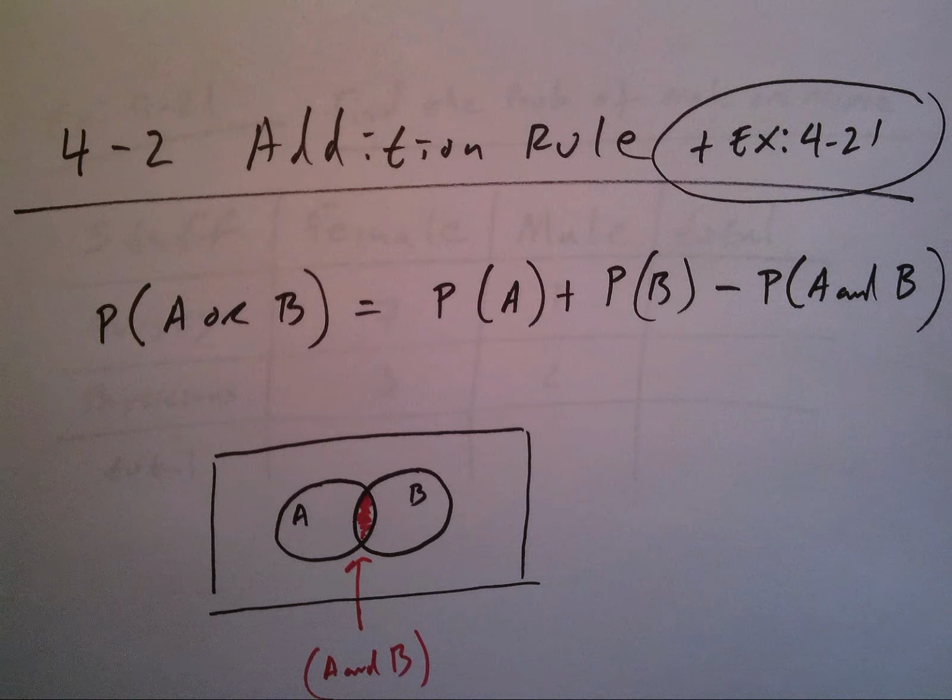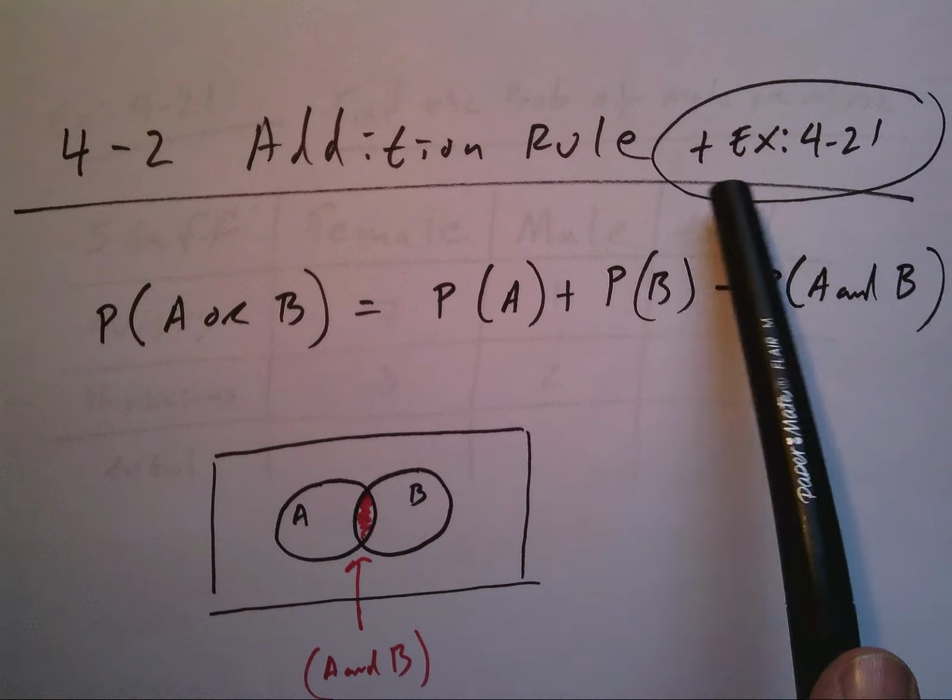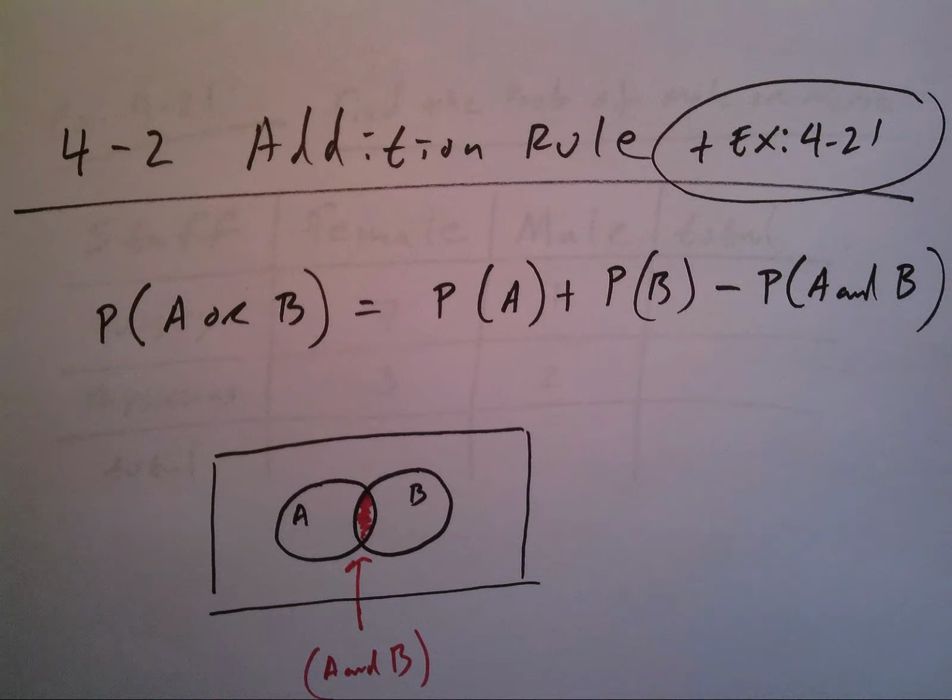Alright, this is 4-2, using the addition rule. I do not, like the book, make a distinction between addition rule 1 and addition rule 2. Addition rule 2 is the only one I want you to even use. Now, I'm going to do 4-2 addition rule plus I'm going to use example 4-21 as an example.